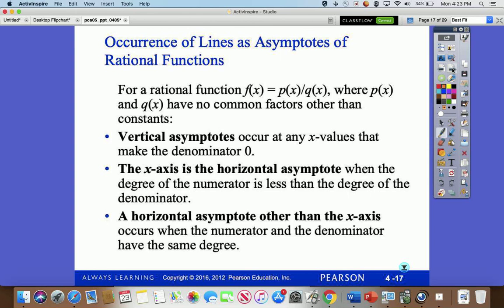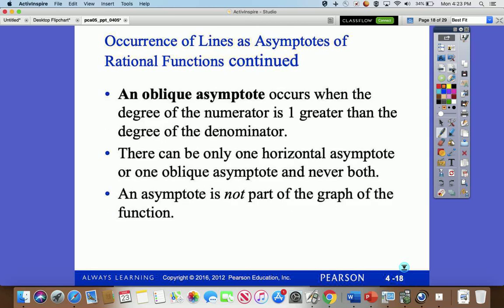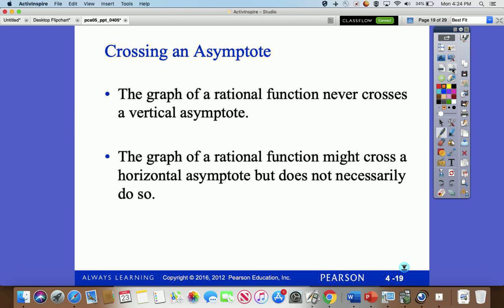These slides are just a summary of what we've already talked about. Things you might want to know about asymptotes: the graph of a rational function never crosses the vertical asymptote, but it might cross a horizontal asymptote, though it doesn't have to. It just might. But it never crosses a vertical asymptote.